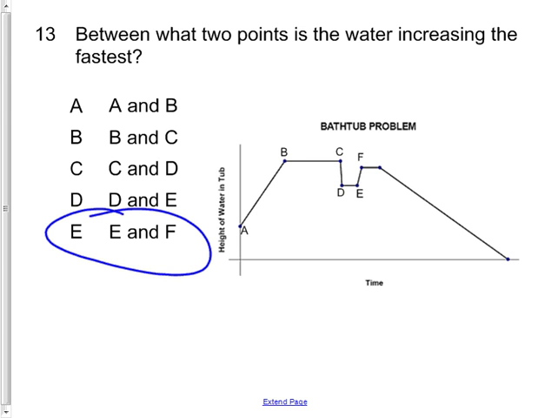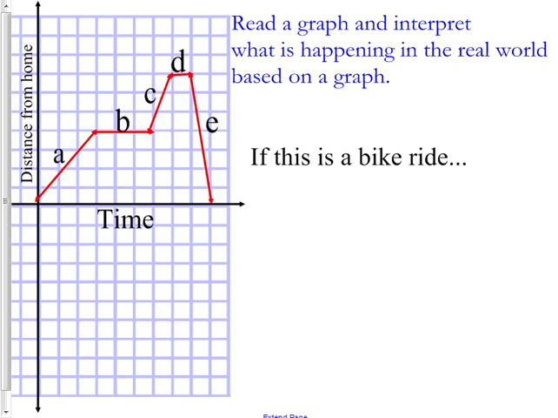All right. And then there's one last kind, and this doesn't have a multiple choice question. It's just got a question. Read a graph and interpret what's happening in the real world based on a graph. Here's time and here's distance from home. Now, do you get that they're moving in section A? How do you know for sure that they're moving? The distance is changing. Yeah, it's increasing. Distance away from home is increasing.